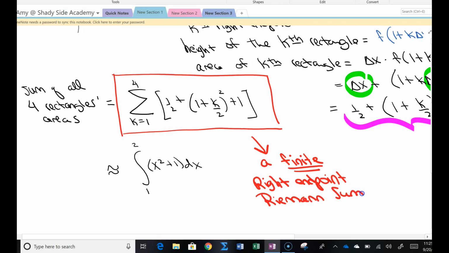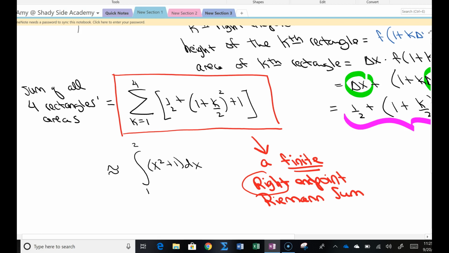So what is a Riemann sum? Well, a Riemann sum is an approximation of a definite integral when the upper limit of summation is a finite number. Why the word right endpoint? Because you're specifying in a Riemann sum which endpoint I used to approximate the height of the rectangle.